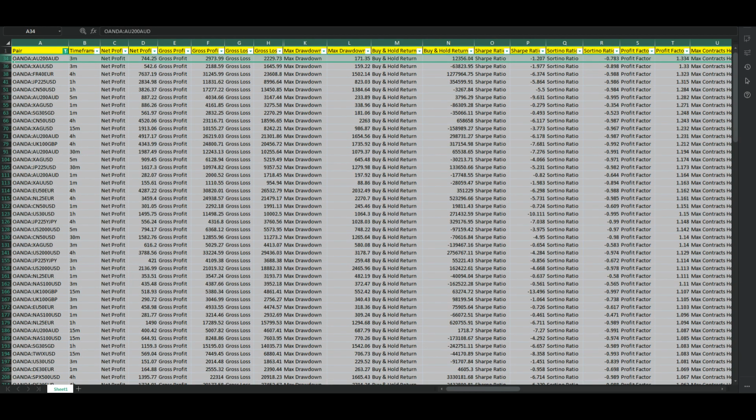Now let's move to indices and metals. The first entry belongs to AU200 AUD with 3 minutes time frame. The profit factor is 1.334 and it's impressive that this low time frame came first. Second, in the same category, you can spot gold within the same time frame too. The strategy looks like it's very compatible with the low time frames of this category.